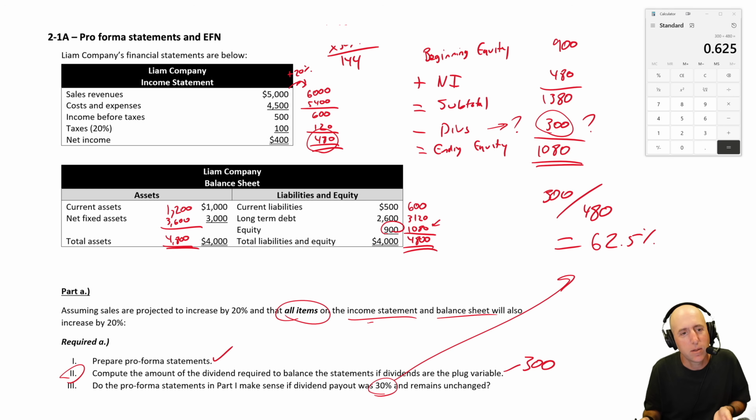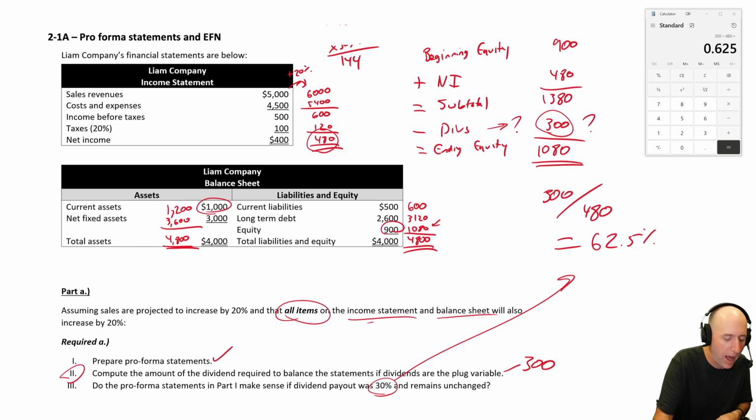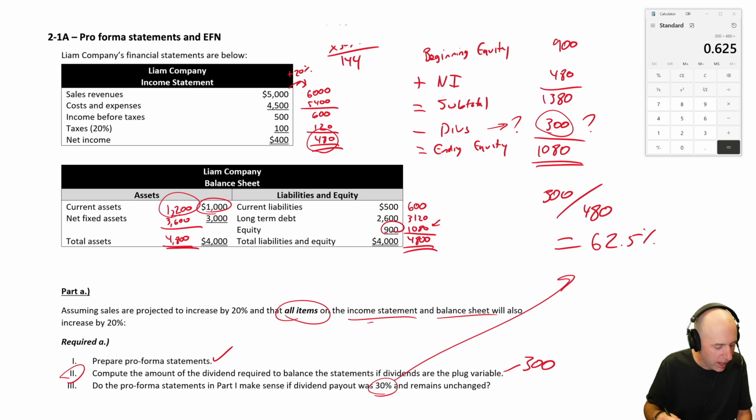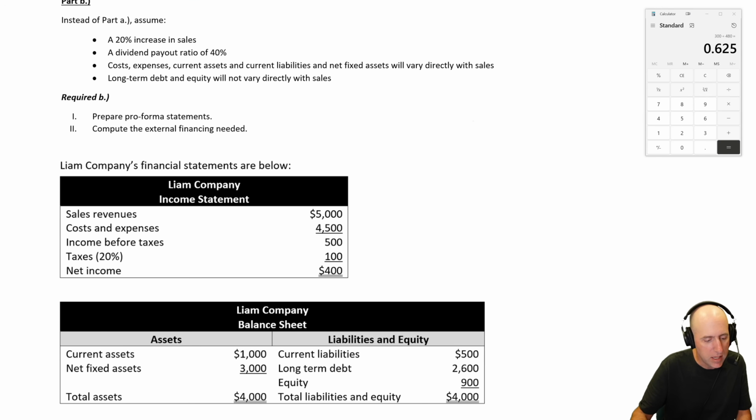If we're going to be consistent and pay out a 30% dividend, it means we'll have more cash, more current assets with which to play, right? You can invest in long-term assets, or you can do something else. But the bottom line is we'd likely have higher than $1,200 in current assets if we paid a smaller than 62% dividend. Okay, that's it for part A, 1, 2, and 3 there. Let's move on to part B.